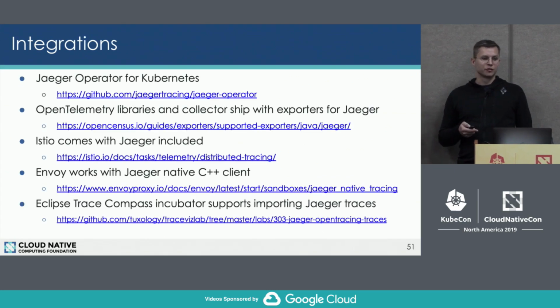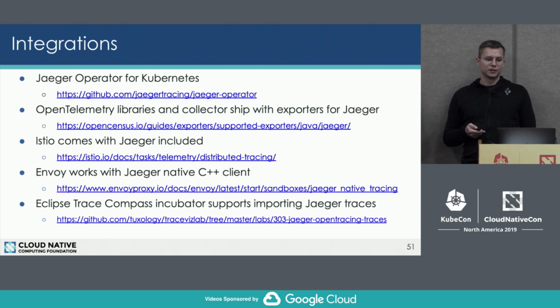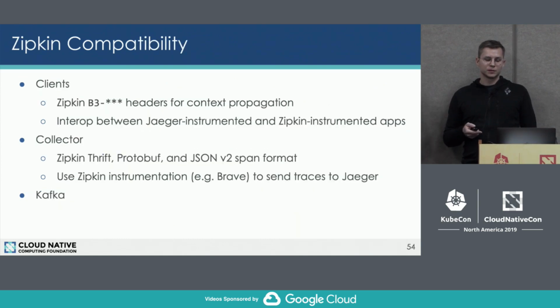Again, some of the integrations with Jaeger. And I would like to also mention the Zipkin compatibility. Jaeger can receive data from Zipkin clients and can also talk to Zipkin clients. So if your service is instrumented with Zipkin, the other service can be instrumented with Jaeger, and they can basically talk to each other.